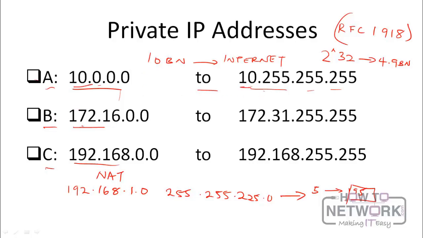So for Class B, we have 172.16.0.0 to 172.31.255.255. So we have 16 Class B networks. And for Class C, we have anything from 192.168.0.0 all the way to 192.168.255.255. So we have 255 Class C networks because the subnet mask for Class C is 255.255.255.0. Now, you need to memorize these private IP address classes because they might be in the exam, and you need to configure them over and over as you go in your Cisco journey.